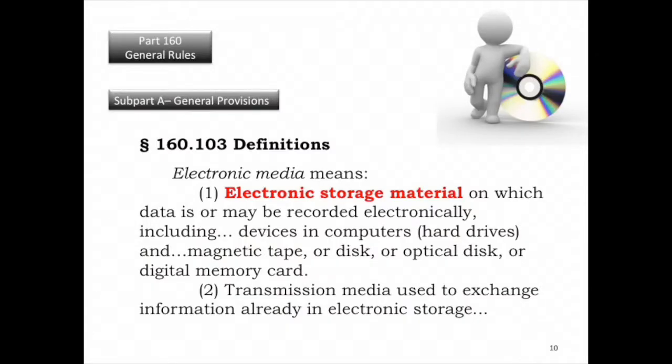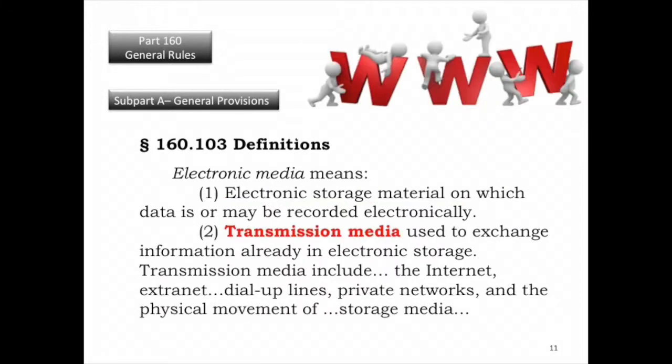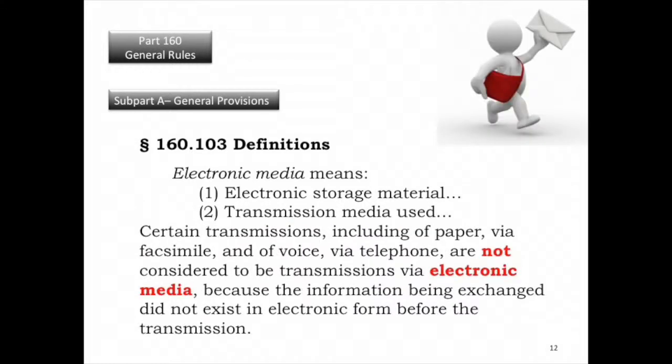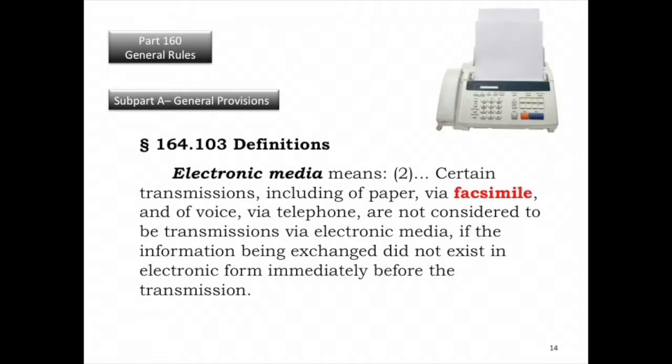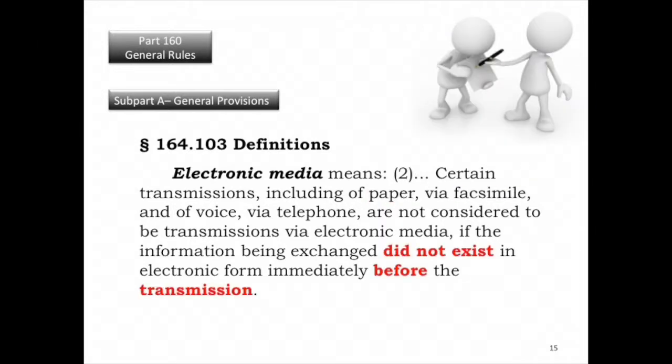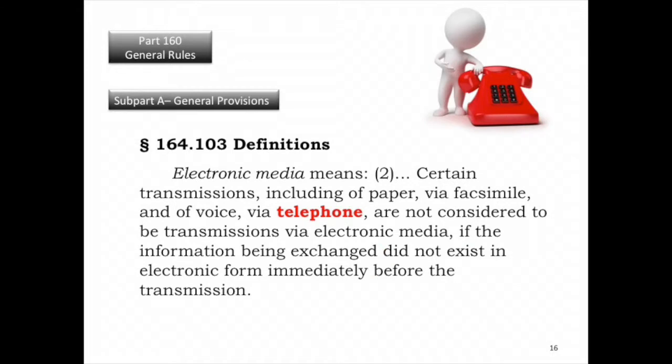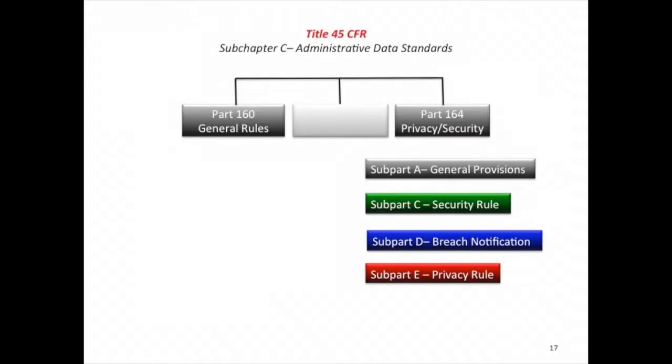Electronic PHI includes hard media such as computer hard drives and DVDs and transmission media like private networks and the Internet. Certain kinds of media are specifically excluded from the definition of electronic PHI. Paper documents are presumed non-electronic. Fax transmissions are not electronic. PHI that's not in electronic form before it's sent is not electronic. Telephone calls are not electronic.